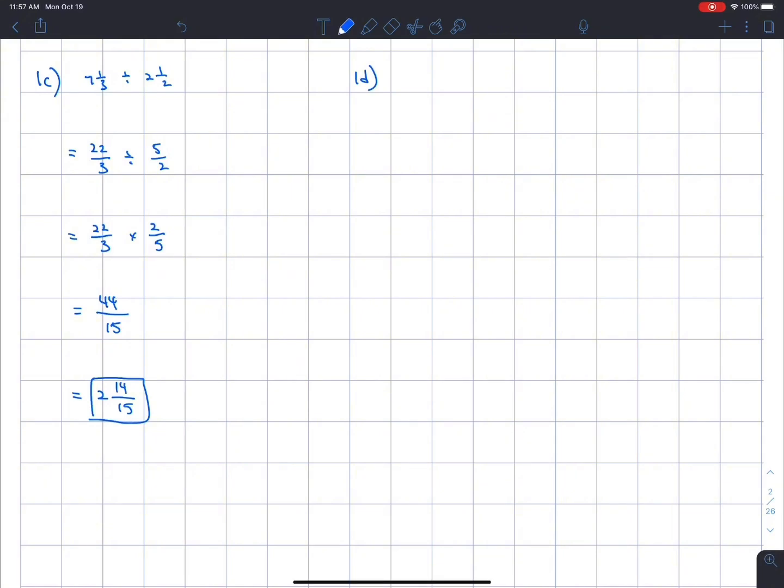1D. 2.5 divided by 7 and 1/3. 2 times 2 is 4 plus 1 is 5. We have 5 over 2 divided by 3 times 7 is 21 plus 1 is 22. So we have 5 over 2 times 3 over 22. Nothing to simplify again. 5 times 3 is 15. 2 times 22 is 44. Yeah. So that would be my final answer for 1D.